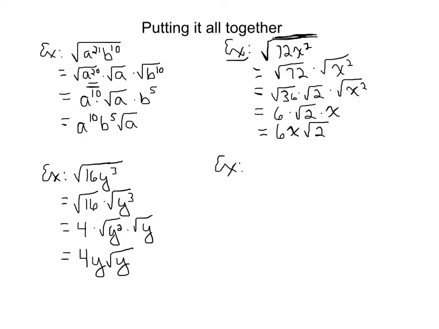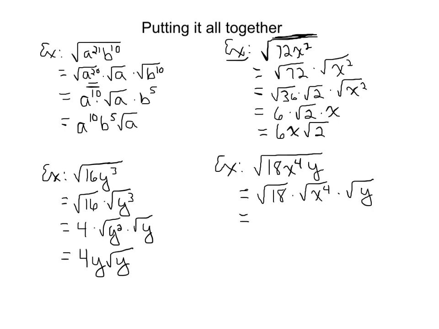Let's do one more example. Suppose I have the square root of 18 x to the 4th y. Now I've got a whole bunch of stuff, but the product rule allows me to pull all of this apart. So I'm going to look at just the number times just the variable x times just the variable y, and I'm going to simplify each piece to start with. The square root of 18, you might be getting a little bit better at this, but it does break down into the square root of 9 times the square root of 2.